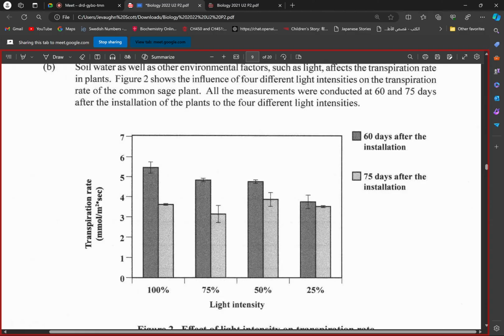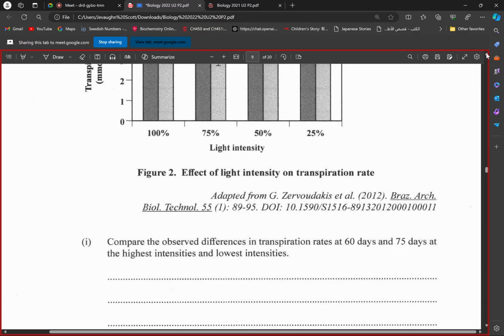What we're supposed to do is just look at them, and compare the observed differences between the highest transpiration rate at 60 and 75 days, at the highest intensities and the lowest intensities. So the highest intensity for the 60 is going to be this up here, and the lowest for 60 is going to be this intensity 25 down here. For 75 days, the highest intensity is going to be 50, and the lowest intensity is going to be 75. All right. So we're seeing that the rate would have decreased when it goes to 75 and start to increase when it goes back up to 50.